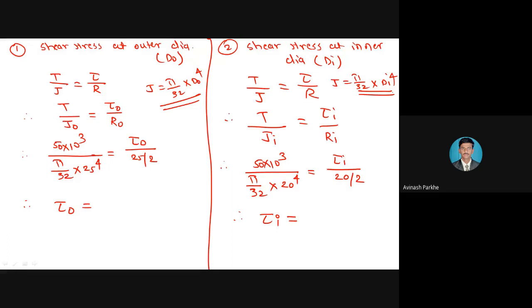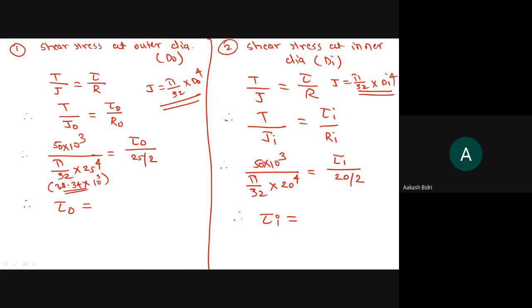Similarly, for the inner diameter also, pi by 32, 20 raised to 4. Do the separate calculation for it. What is the polar moment of inertia for the outer diameter? 38.34 into 10 raised to 3. Please check your answer, the polar moment of inertia for the outer diameter.